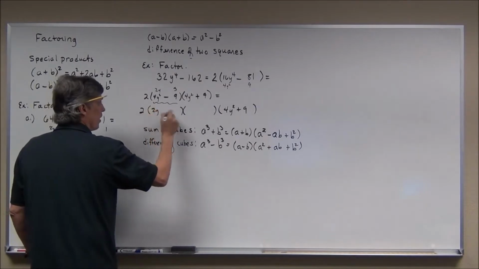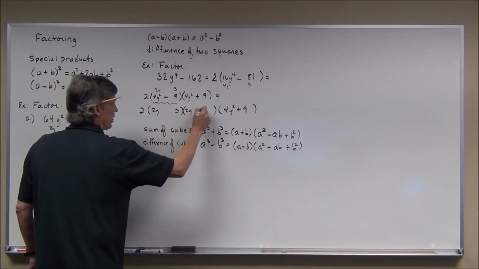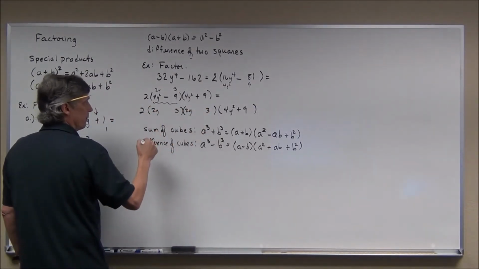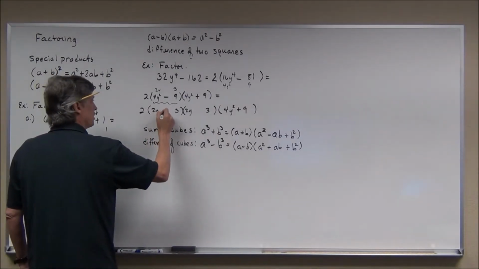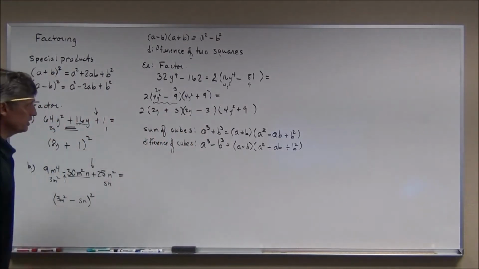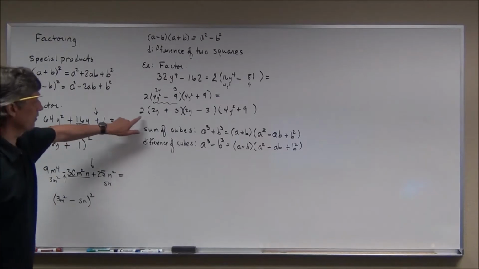So I'm going to put a 2y and a 2y. I'm going to put a 3 and a 3. And then again, it doesn't matter if you put plus, minus, or minus, plus. This time I'll go plus, minus. And that's going to be as far as that factors. That's a monomial.